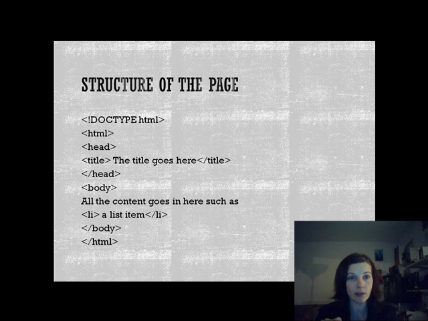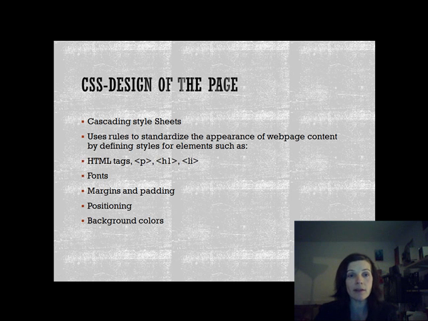So all of our HTML, since our HTML marks up the content, will also be between the body tags. And here we can see an example of an HTML tag, the LI tag, and that's wrapping around something that says a list item, and that is within the body tags. The CSS, which stands for Cascading Style Sheets, is going to be used to design the page, using rules to standardize the appearance of web page content by defining styles for elements such as all those HTML tags.